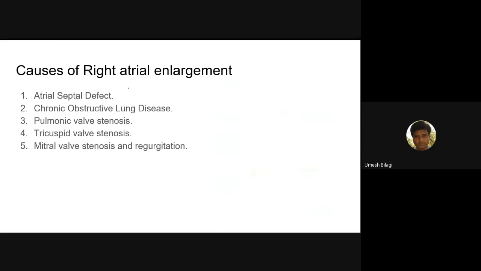Let me ask you the causes for right atrial enlargement. Atrial septal defect will produce right side changes more. Right ventricle and right atrium are both dilated in atrial septal defect. Chronic obstructive lung disease, pulmonary stenosis, tricuspid valve disease. Mitral valve stenosis and regurgitation can produce biatrial enlargement because of the pulmonary side: pulmonary venous congestion, pulmonary arterial hypertension, leading to right sided changes.